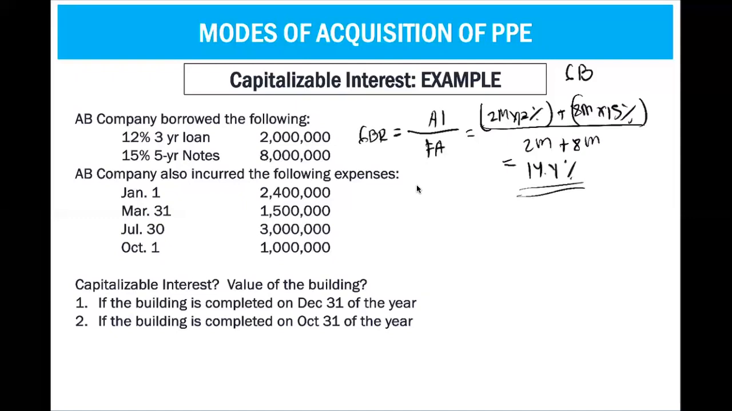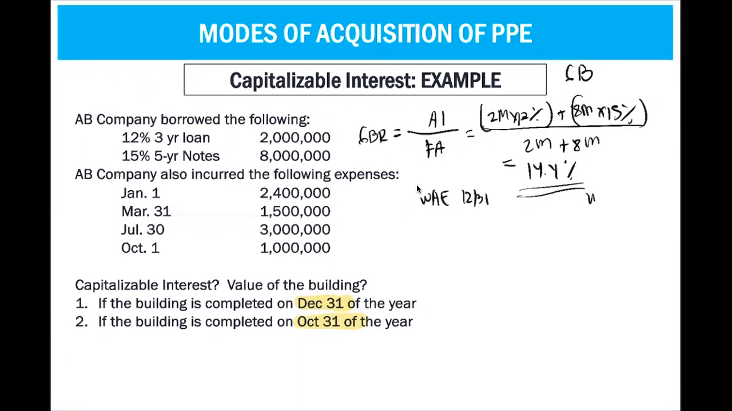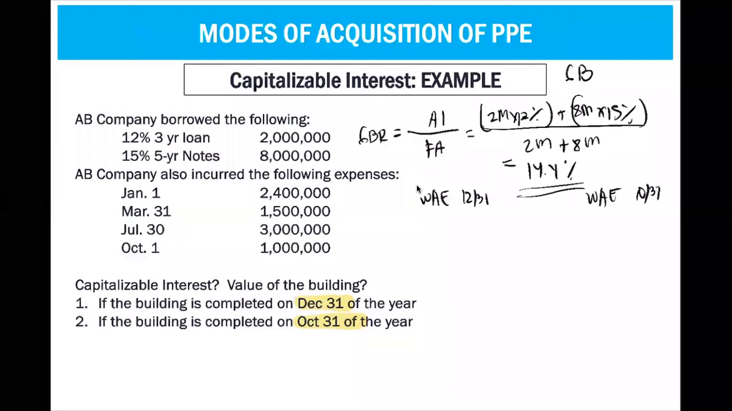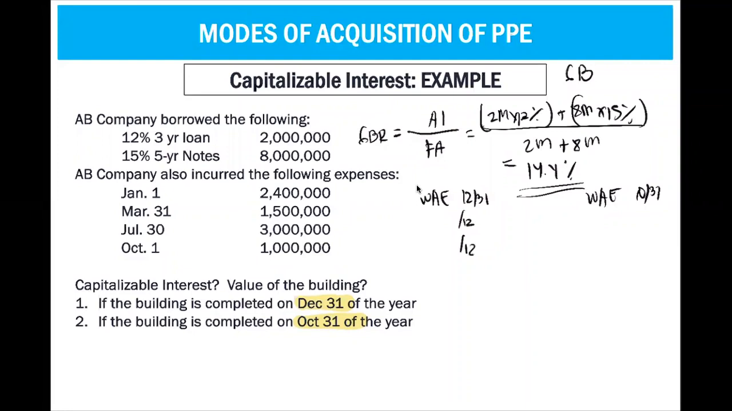After that, we compute for your weighted average expenditures. For the first one, it is until December 31. Second one, October 31. So the weighted average expenditures for December 31 and weighted average expenditures for 10/31. Okay. So how many months for 12/31? January 1 till 12/31, 12. So your denominator is 12. Right? And then for 10/31, how many months? 10 months. Right? So 10.